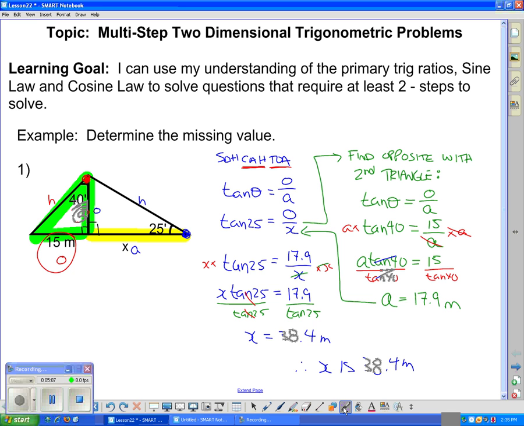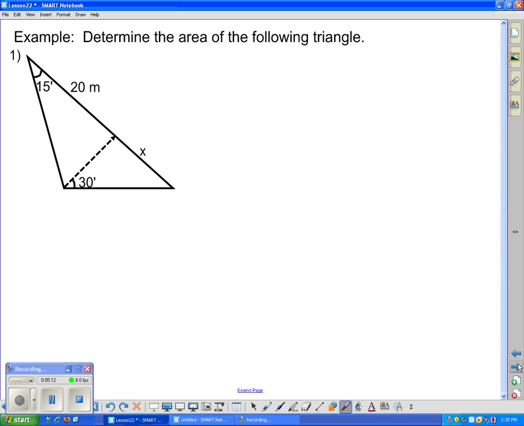Okay, so that's one type of multi-step question you'll be dealing with in this unit. What about the following? Determine the area of a triangle. All right, well, area of a triangle, I'm going to start with that since that's what I'm looking for. So area equals base times height over 2, or 1/2 base times height, depending on what formula you're comfortable with. Doesn't really matter. So that's where I'm going to start.